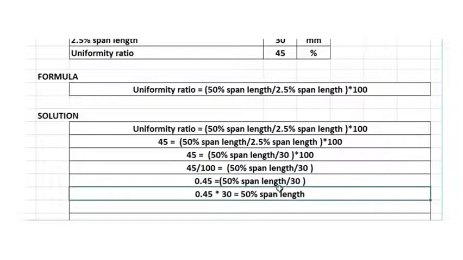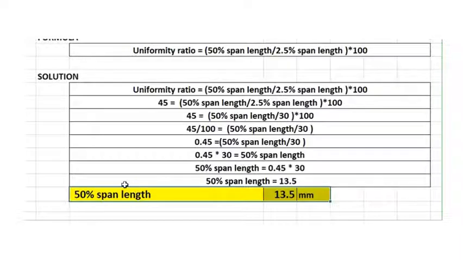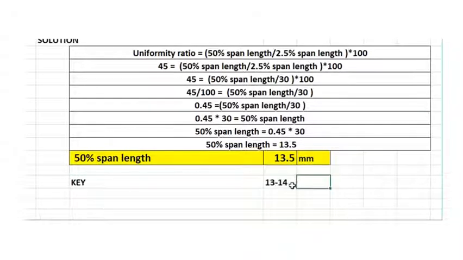Then bringing 30 to the left hand side, 0.45 into 30 is equal to 50% span length, or 50% span length is equal to 0.45 into 30, which is equal to 13.5. So the 50% span length value is 13.5 mm, and the key given for this is 13 to 14. Any value you write between 13 to 14 will be right, because you may round it off. That is why they have given it like that. So this is the key.